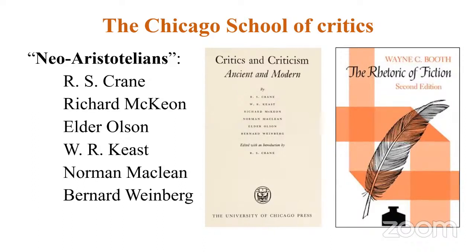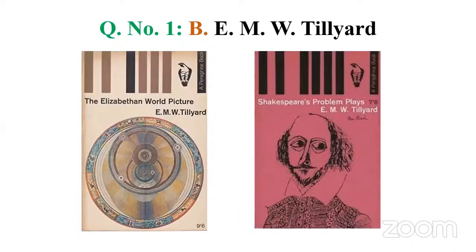Another important member in this group is Wayne C. Booth, and his most famous work, The Rhetoric of Fiction. So hereafter, do not forget: when you think of the Chicago School of Critics, think of all these members, that they are also called Neo-Aristotelians, this essay collection, and Wayne C. Booth, The Rhetoric of Fiction. Then let's also analyze the options.